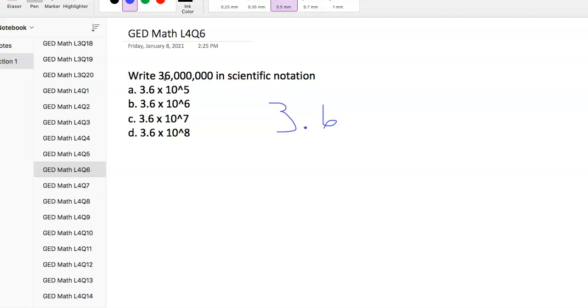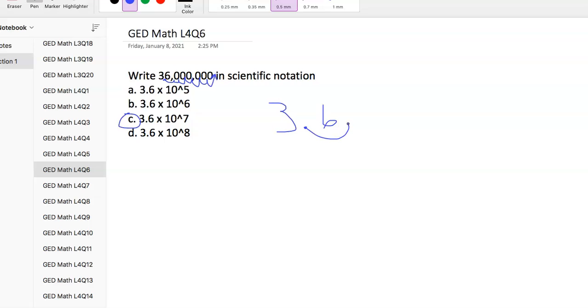So if you look at this 36 million, right? So starting from right here at where the 3 and the 6 are, right? So you go 1, 2, 3, 4, 5, 6, 7 decimal places, right? Because it's going over 7 spots from 3.6, the answer is 3.6 times 10 to the 7th, right? And that's all we're doing, right?